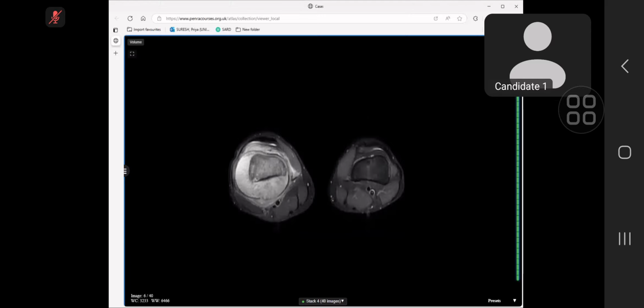The contralateral limb is unremarkable. I would like to see the post-contrast images for further comment.